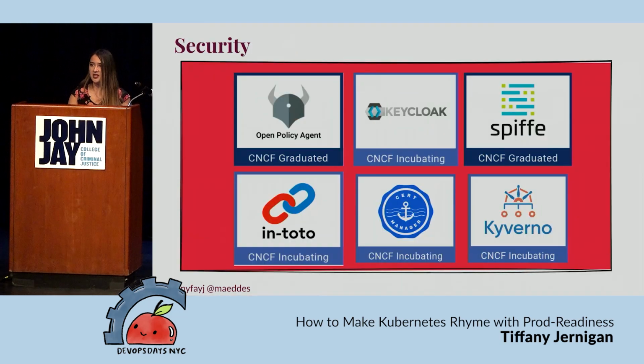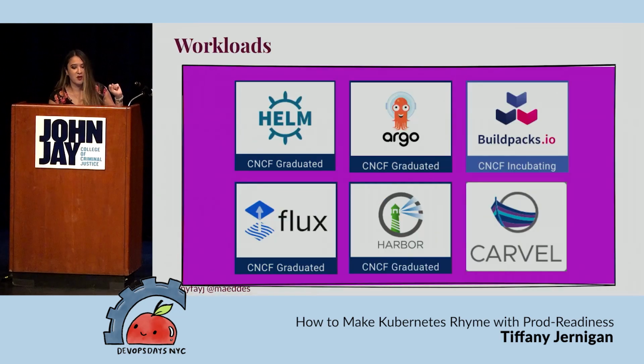Then there's security. OPA and Kyverno are policy-based control. There's Cert Manager for, well, managing certificates. It's kind of nice when names sometimes actually tell you what they do. There's TUF, which is a framework for securing software update systems. There's Keycloak, which deals with identity and access management, or IAM. There's SPIFFE and SPIRE, and there's also in-toto, and I'm going to scoot a little faster because I'm running out of time.